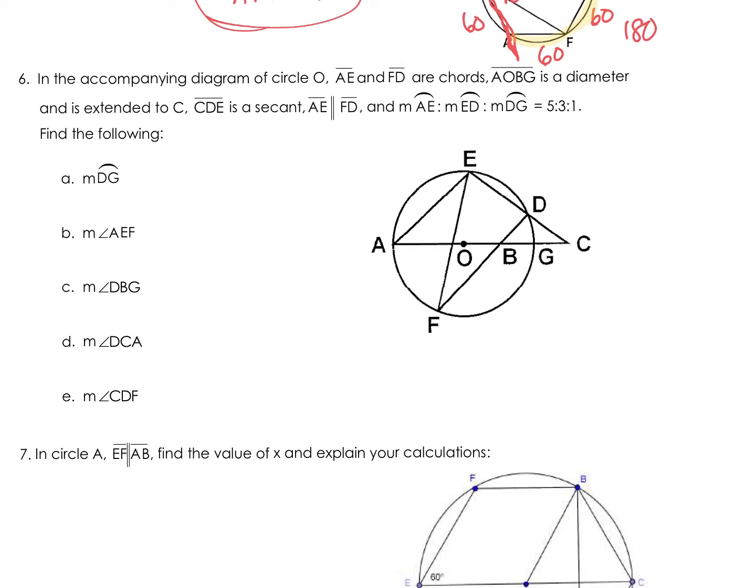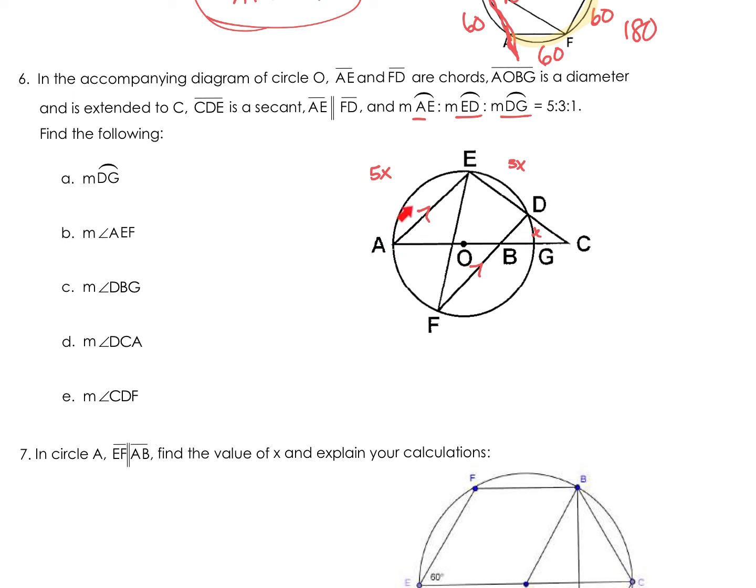All right, big question for number 6. We have a circle with some chords, a diameter, a secant, AE and FD are parallel, and then we have some ratios, which means AE is 5x, ED is 3x, and DG is 1x. We have a few things over here they want us to find, but I've got to start with what I got. We have 5x, 3x, 1x.